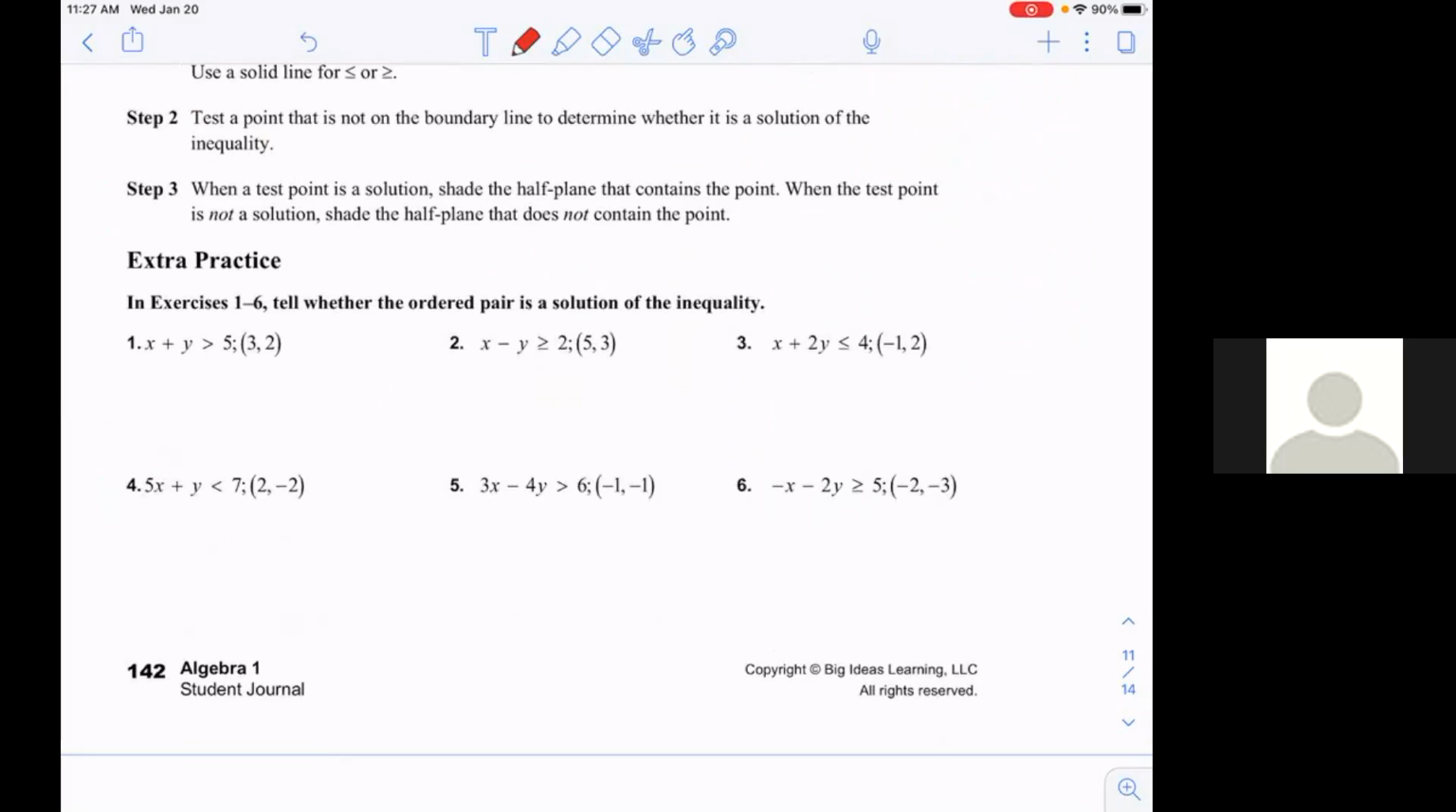It says, tell whether the ordered pair is a solution of the inequality. So our first one is x plus y is greater than or equal to 5, and we're testing the point 3, 2. X is 3, y is 2. Is that greater than or equal to 5? Is this true or not? Okay, so this is a no.